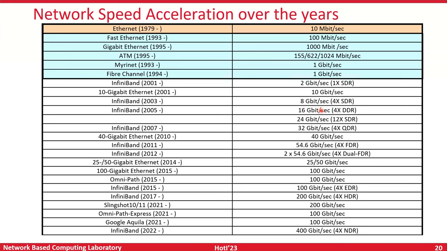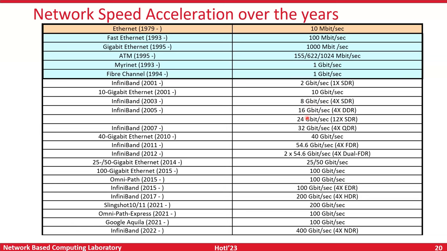Then in another 2 years, there was demand for more network bandwidth. So they went to double data rate, or DDR. That means in the same clock cycle, earlier we were sending 1 bit, and now the question is, can I send 2 bits? If I send 2 bits, the bandwidth doubles. So then we were able to get from 8 to 16 gigabits per second.